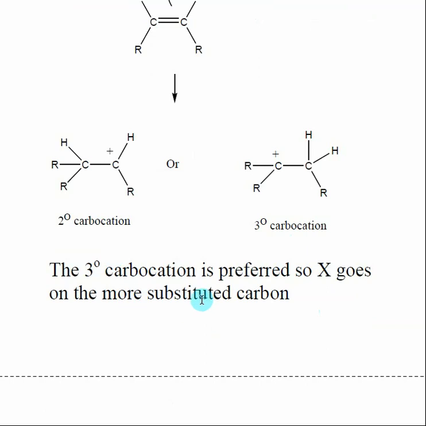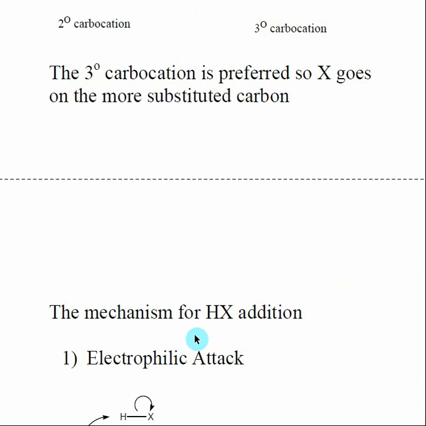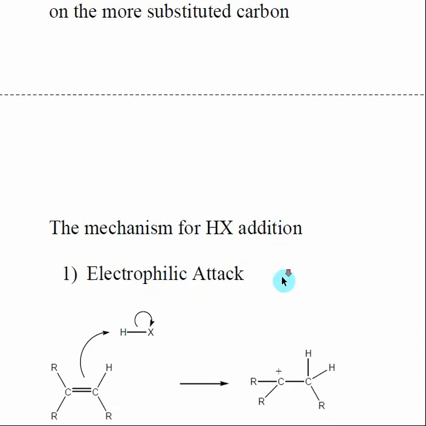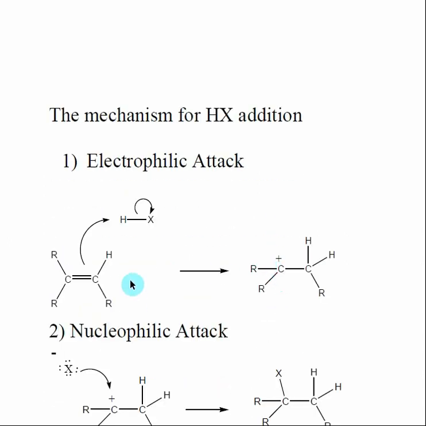So the tertiary carbocation is preferred because we form a more stable carbocation, and then in the second step, when the halogen attacks, it's going to attack the carbocation that is on the more substituted carbon. So when we look at the full mechanism of this, this is the mechanism I actually expect you to know.